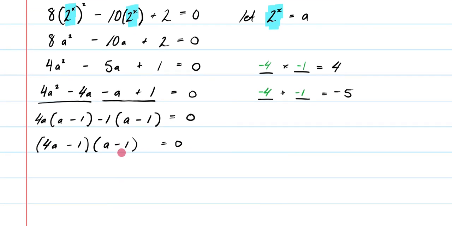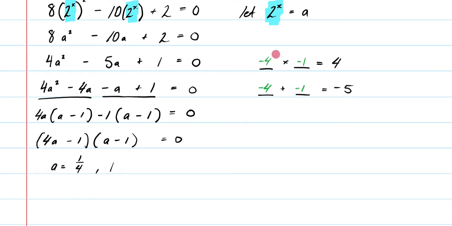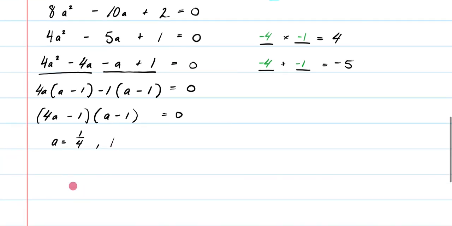Now that we're here, remember the aim of the game is to solve for this x. And in order to do that, we're going to have to first solve for this a. So I'm going to set both of these equal to 0. So that means I'm going to end up with a equals 1 over 4, and also a equals 1. So I just set both of these equal to 0 to find out what my a's are going to be. Now that I'm here, let's remember that a is the same as 2 to the x. So I'm going to say 2 to the x equals 1 over 4, and 2 to the x equals 1.